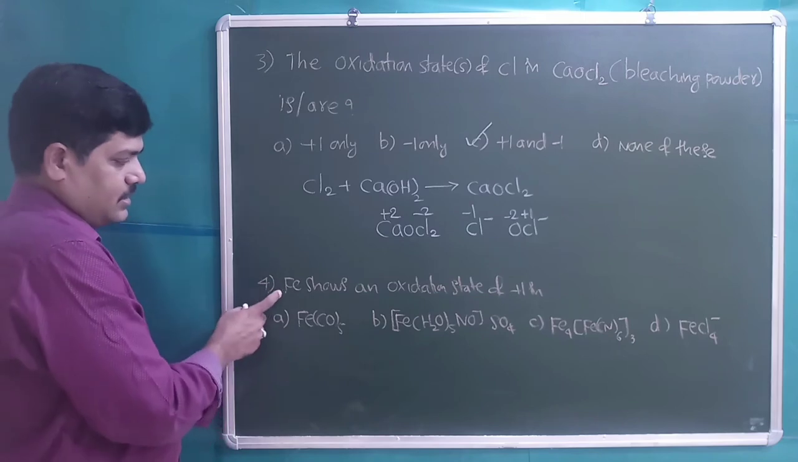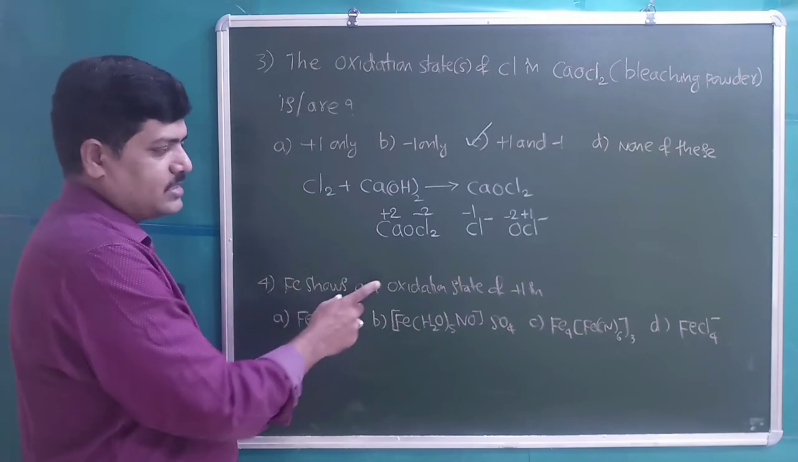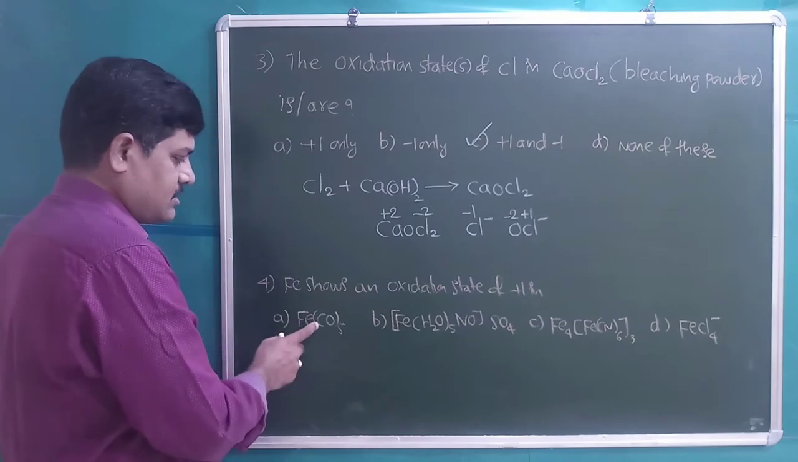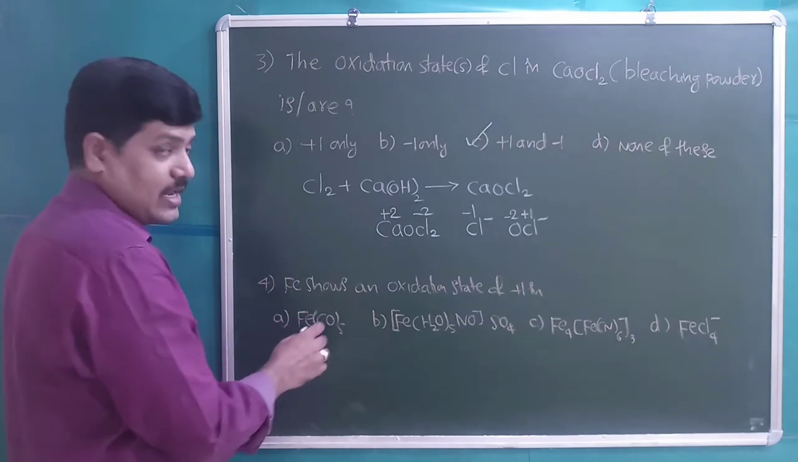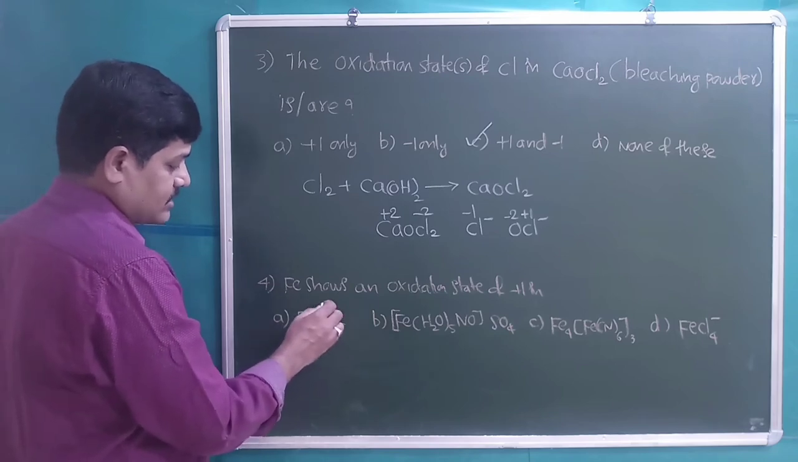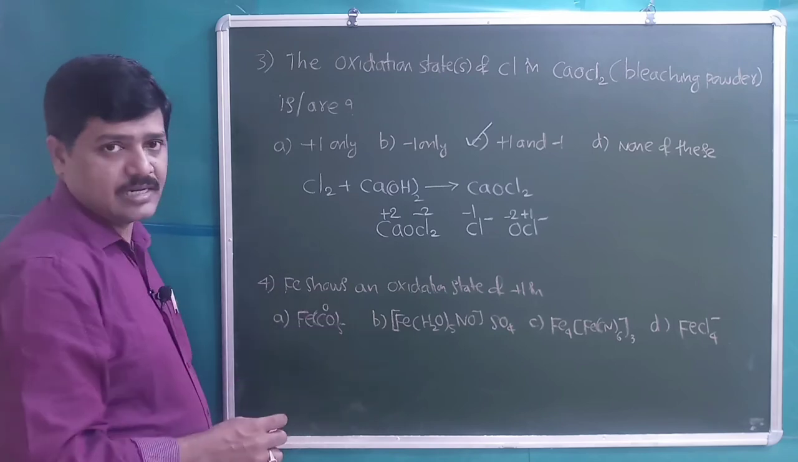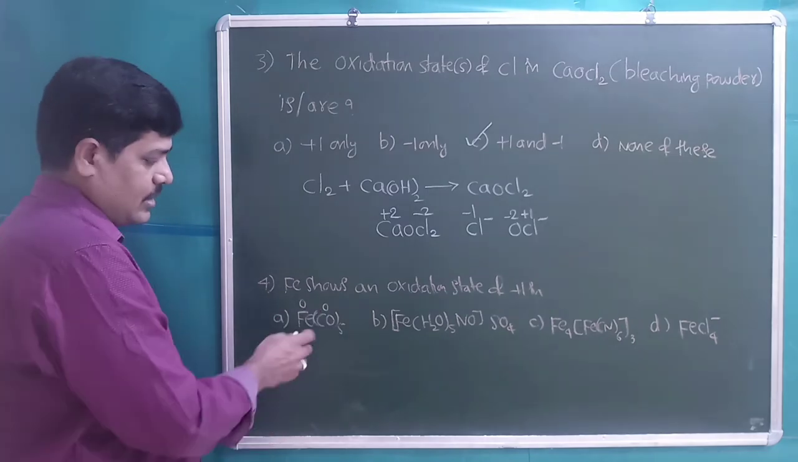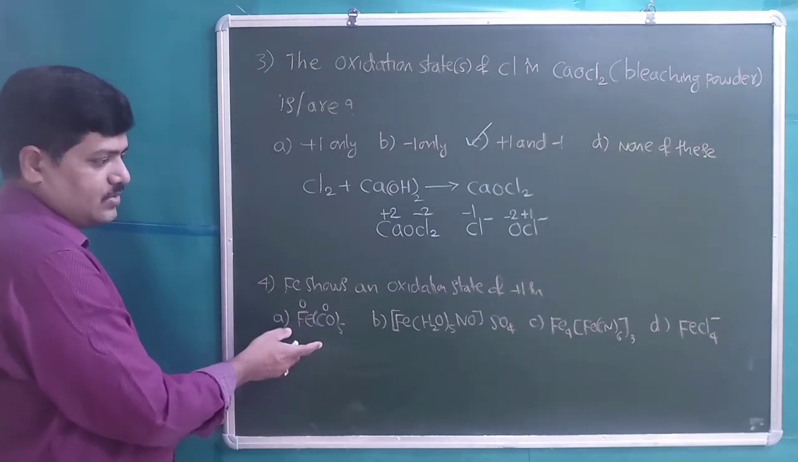Next question. Fe shows an oxidation state of +1 in: Students, this is a metal carbonyl, right? So CO, carbon monoxide, is a neutral molecule with oxidation state 0. Then for Fe it is 0. Oxidation state of Fe is 0 here.